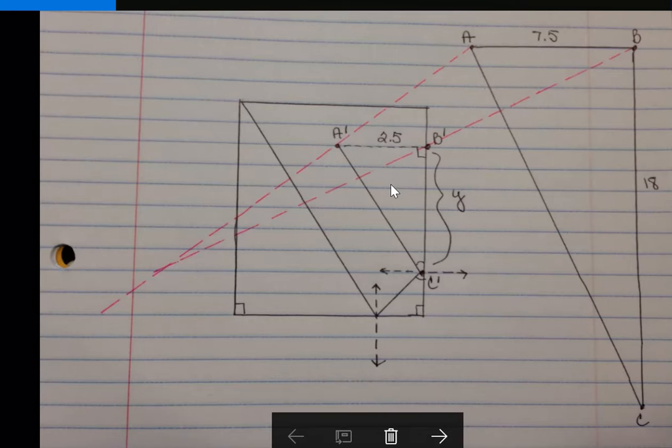And the scale factor is 1/3, which means that the value of y is 1/3 of 18, which is 6. And so that puts the cue ball striking this side 6 feet down from the point B prime, which is 8 feet in total down from one end, or 2 feet up from this other end.